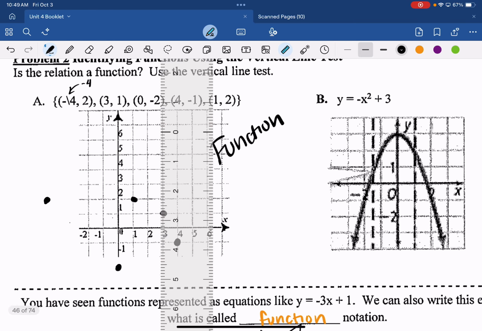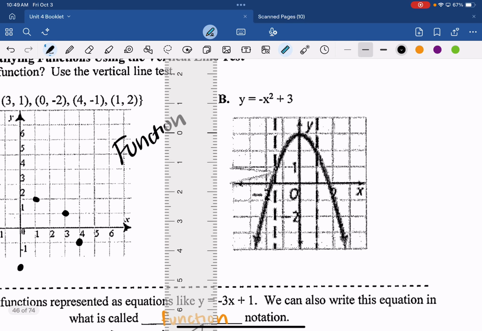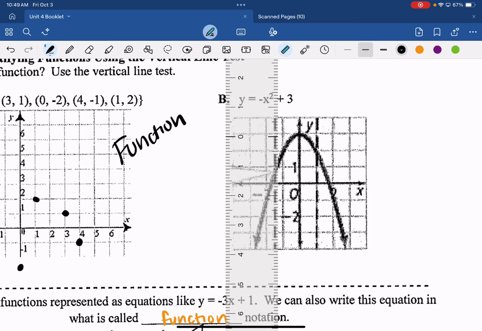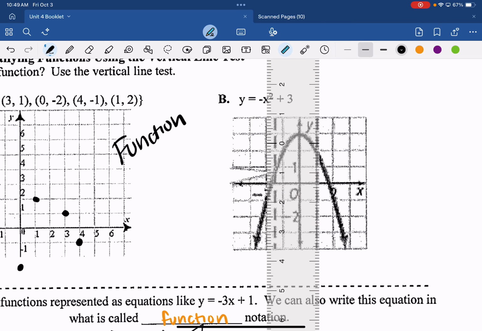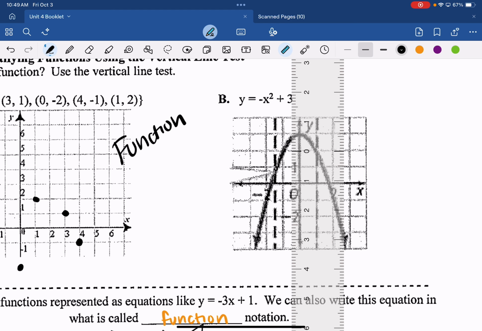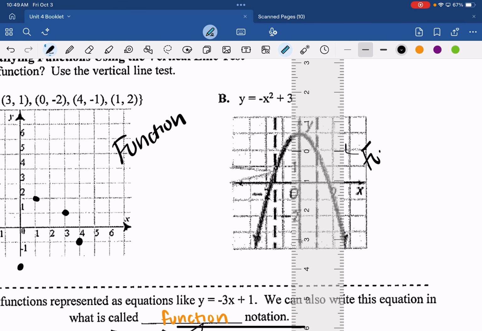Okay, look at our next one. Move my vertical line across the whole graph. Everywhere I go, it's only hitting my vertical line in one spot, so this is a function. Whoa, a lot of things going wrong there. Function. Okay?